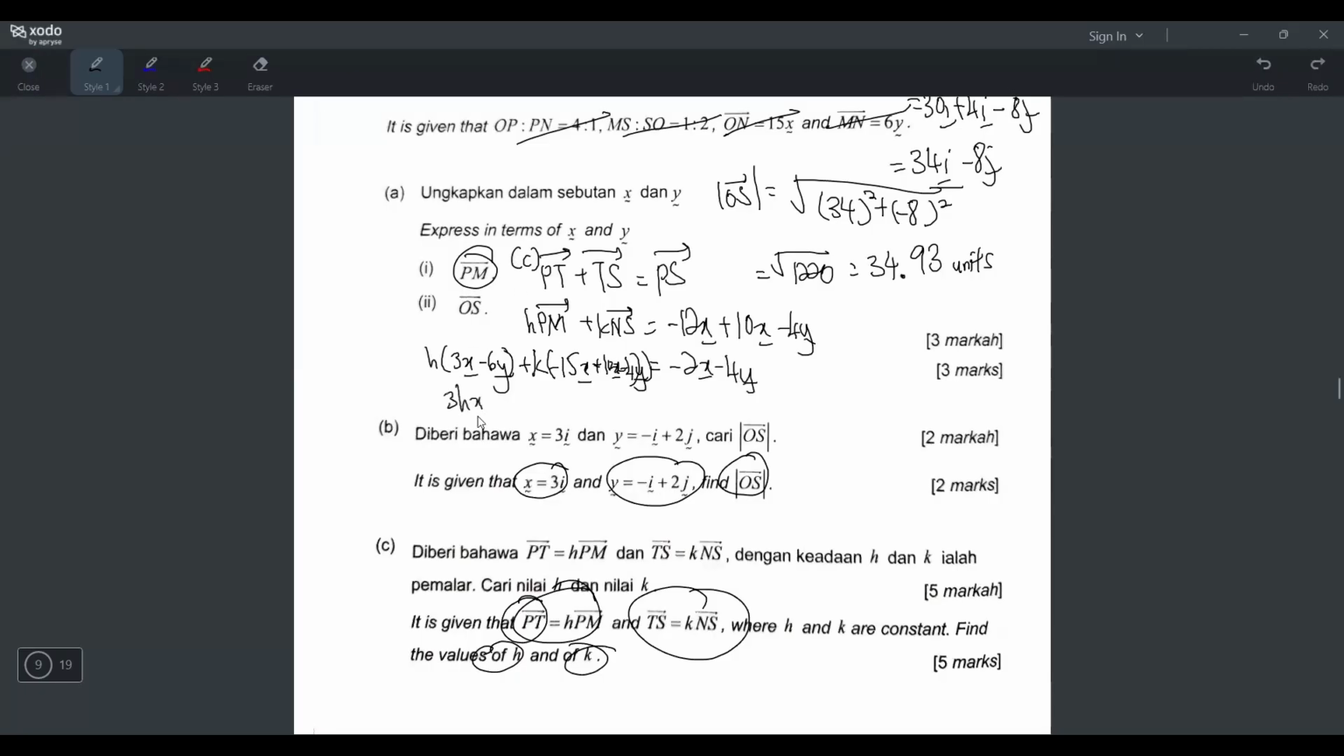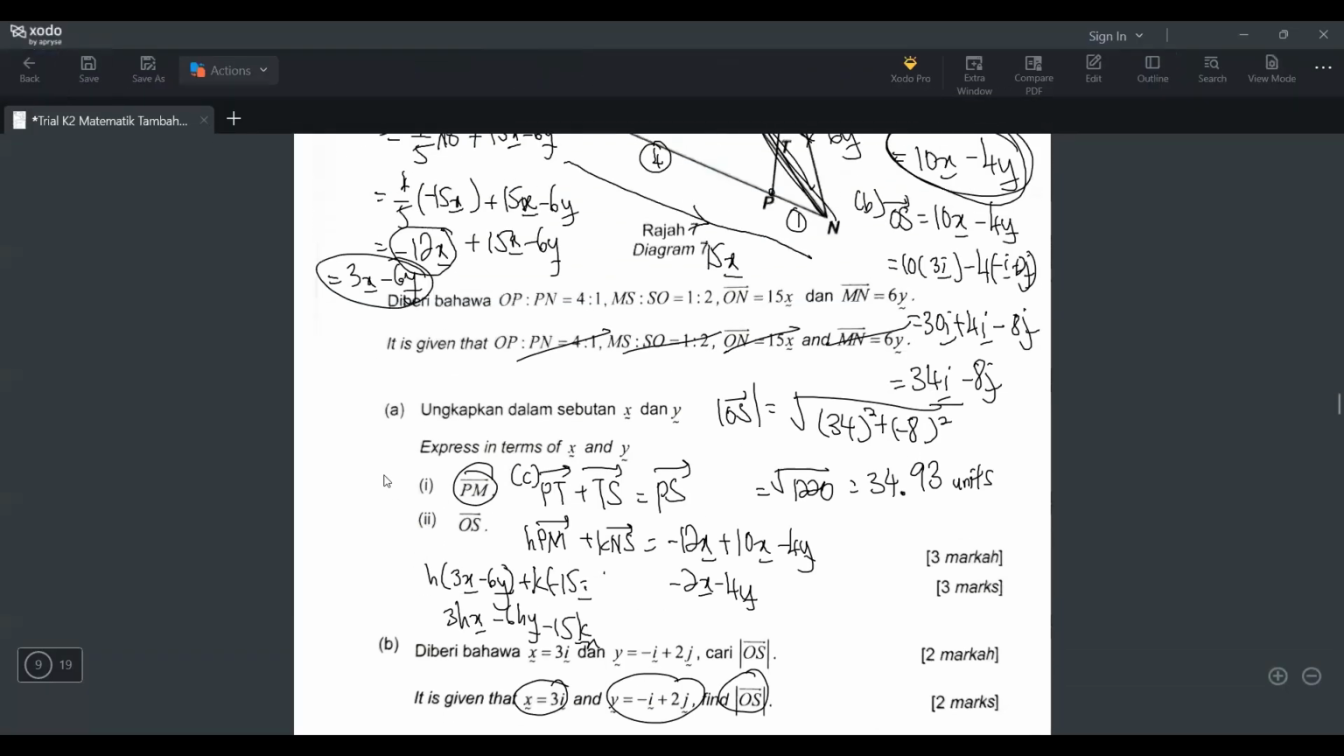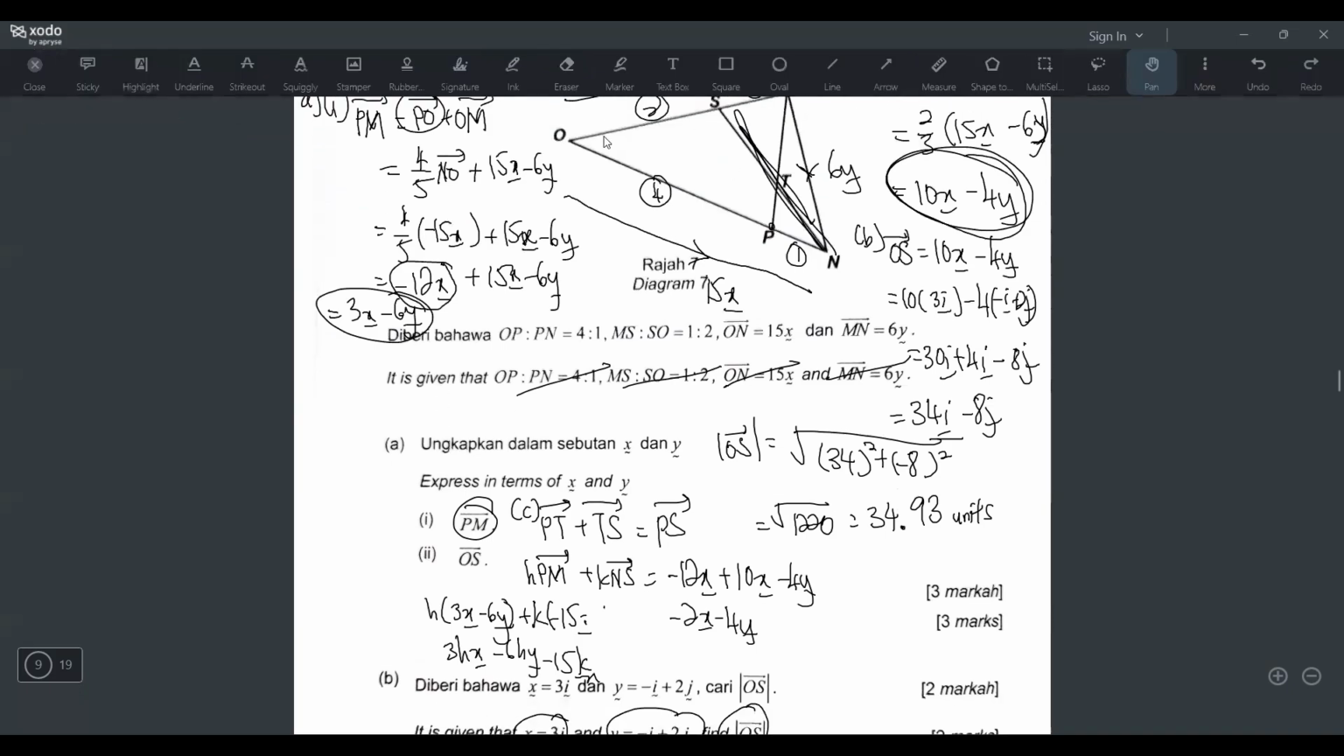You will get 3hx minus 6hy minus 15kx. Oh my God, I cannot even read my own handwriting. So wait, let me write again. Negative, this one is what? Negative 15x, right? And then plus OS. OS is this one, so plus 10x minus 4y. Like this. Okay. And then equal.